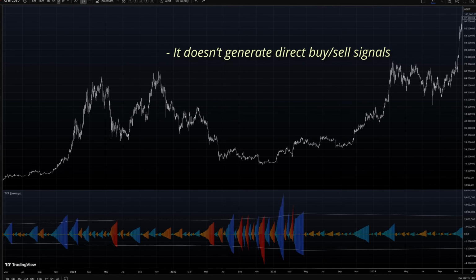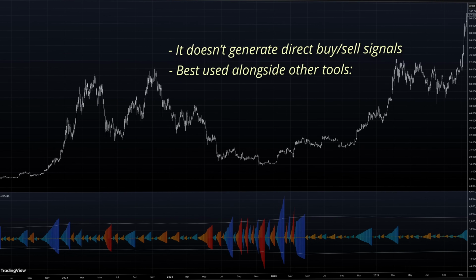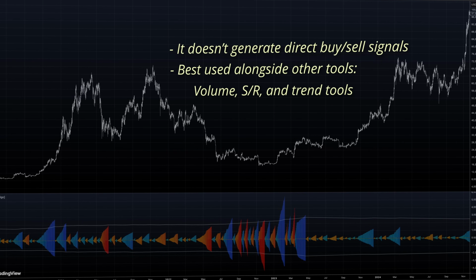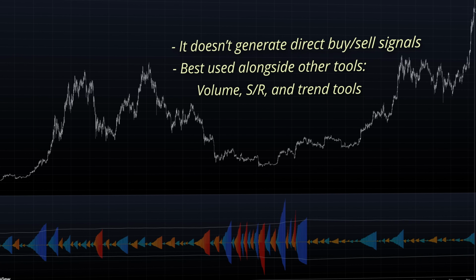This indicator doesn't generate direct buy-sell signals. Instead, it complements other strategies, particularly those based on volume profiles, support resistance, or trend continuation.